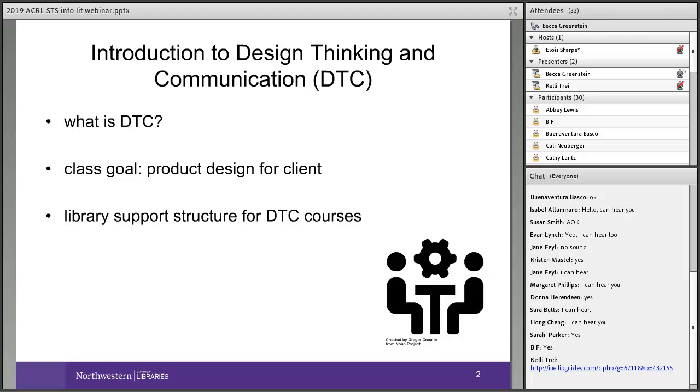So what does the library support structure work like? Well, the library usually sends 2 librarians for each class, and we work with the students on the research aspects of this project. Sometimes we do some sort of front of class component where we introduce the students to our catalog and the fact that you can use interlibrary loan to get things if we don't have them, and maybe some research guide and database searching. And if the groups have been designated, we will definitely split up and work with the groups individually.